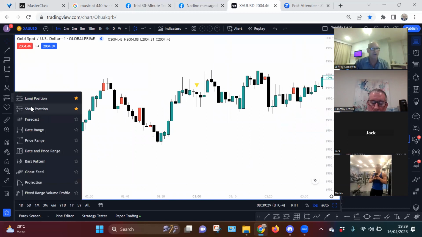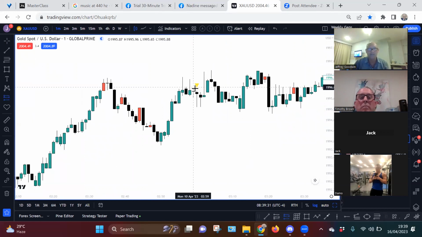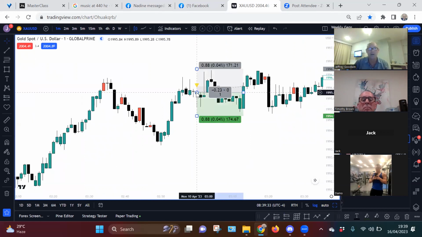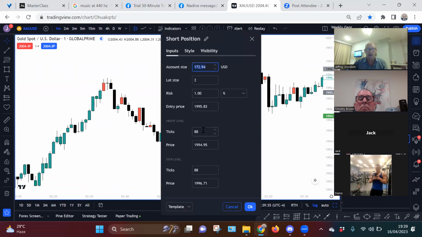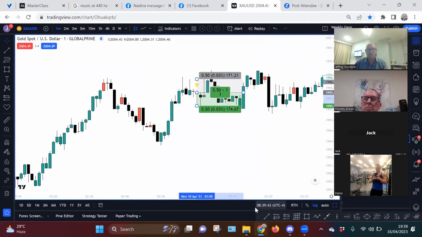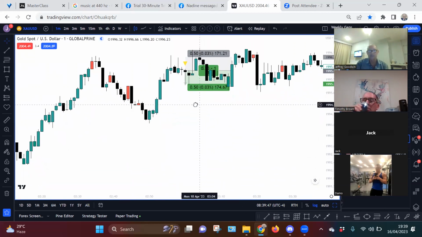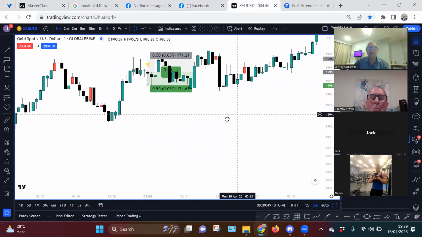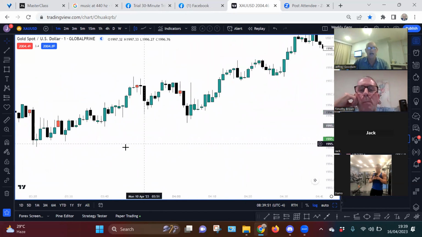I want to measure this one because that one's a bit tighter. This one might be a loss, actually. 50 and 50. Oh, that one wins. Just. It's another win. Three wins in a row.